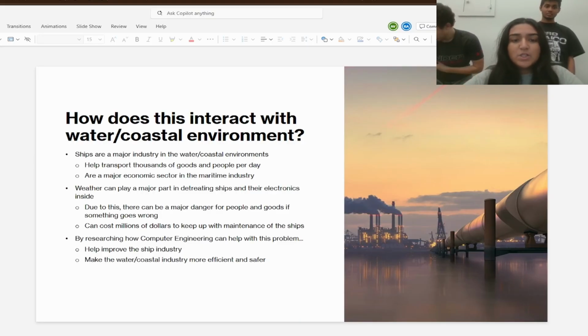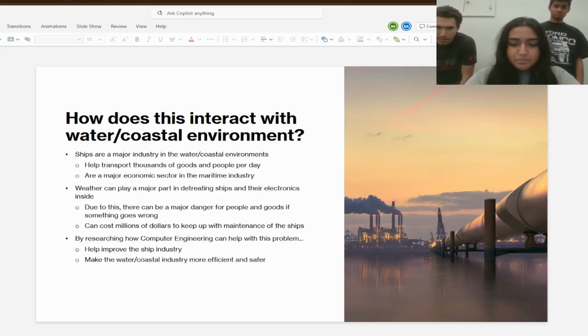Ships are a major industry in the water environments. They help transport thousands of goods and people per day, and they're a major economic sector in the maritime industry. Weather can also play a major part in degrading ships and their electronics inside. Due to this, there can be a major danger for people and goods if something goes wrong. It can also cost millions of dollars to keep up with maintenance of the ships. By researching how computer engineering can help with this problem, it can help improve the ship industry and make the water/coastal industry more efficient and safer.